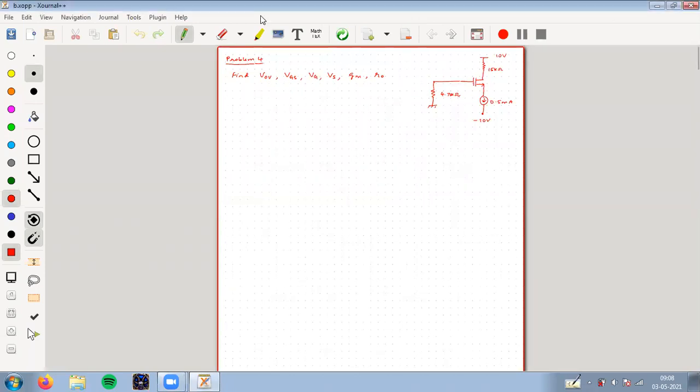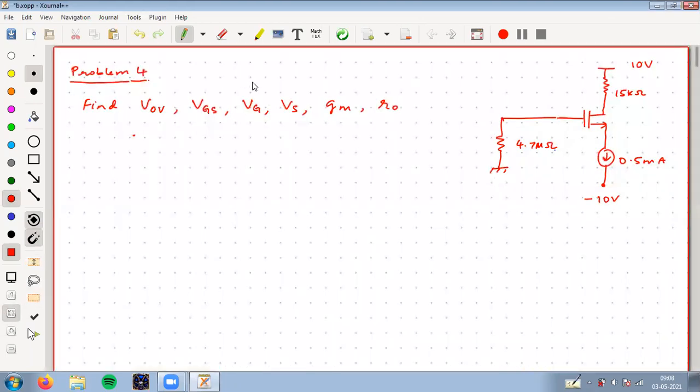Right. So this is your first problem. In this, this is a simple common source amplifier, with RG, RD, VDD. Okay, so given data here is VDD equals minus VSS equals 10 volts. Then RG is 4.7 mega ohm.